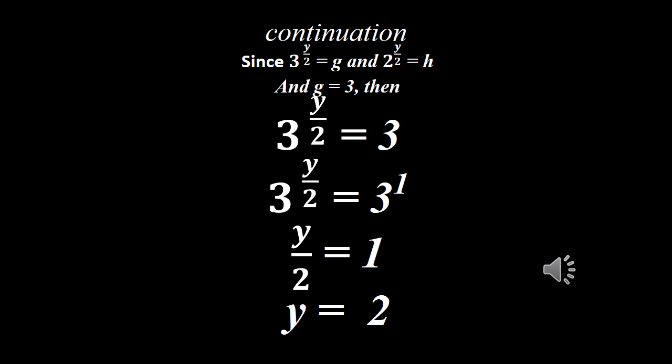Now, since we have 3 raised to power y over 2 equals g and 2 raised to power y over 2 equals h, when g is 3, you can just equate 3 raised to power y over 2 equals 3. Then 3 is the same thing as 3 raised to power 1. So since the bases are equal, y over 2 equals 1. Then if you cross multiply, our y equals 2.